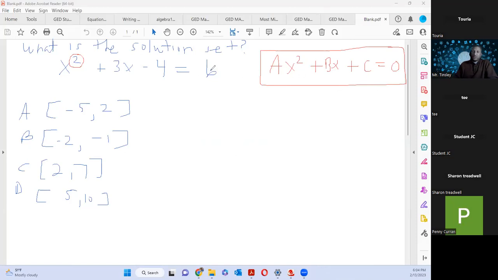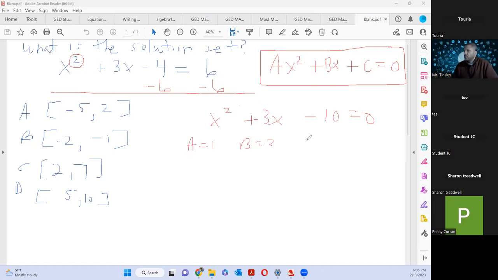First of all, in order to solve this, we want to make it in standard form. So I need to get rid of this 6. I'm going to subtract 6 from both sides, and I get x squared plus 3x minus 4 minus 6, which is minus 10, equals 0. Now it is in standard form, so you can identify your A, B, and C. Your A is 1, your B is 3, your C is minus 10.